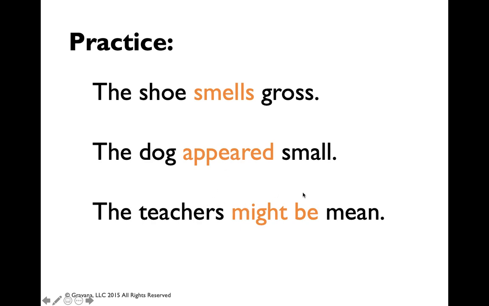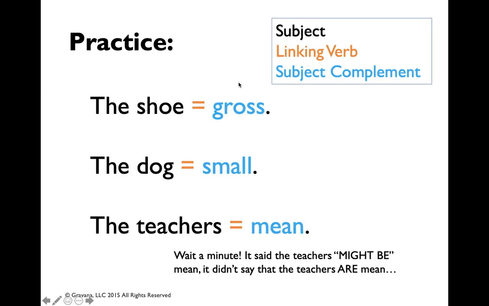Teachers might be mean. We're describing the teachers as mean, and I just can't believe that. But we're describing the teachers as mean. If we put an equal sign there, teachers, mean, it makes sense. Might be would be our linking verb. Again, it's just showing here subjects are black, linking verbs are orange, where the linking verb should be is orange, and subject complement is blue, or how we're describing the subject.